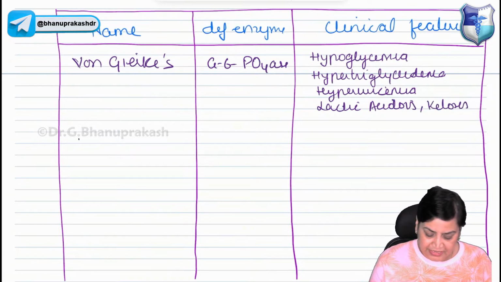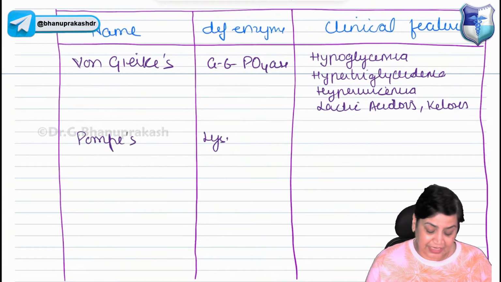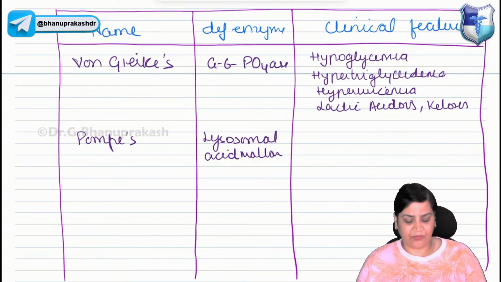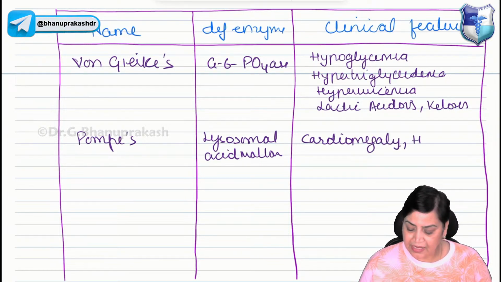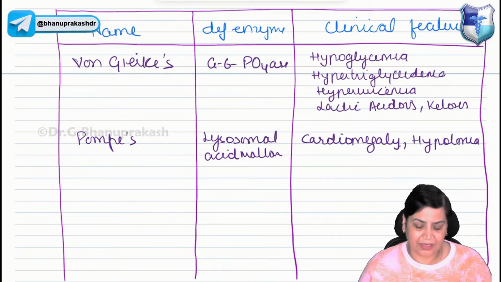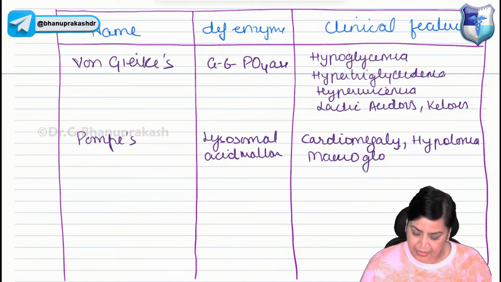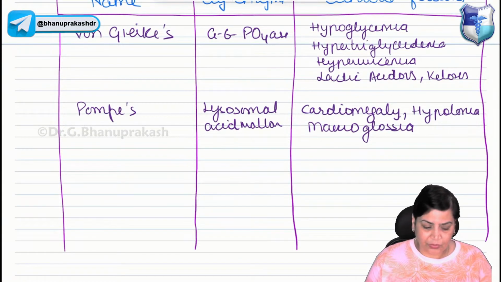Second is Pompe's disease. I can simply say lysosomal. So the deficient enzyme is lysosomal acid maltase, right? And the most important clinical feature for this is cardiomegaly. Very, very important. Cardiomegaly and hypotonia, because it is related with the muscle. And obviously macroglossia is also there. Macroglossia. Clear?